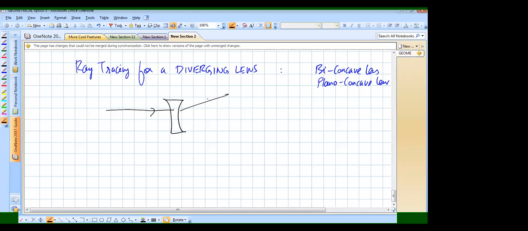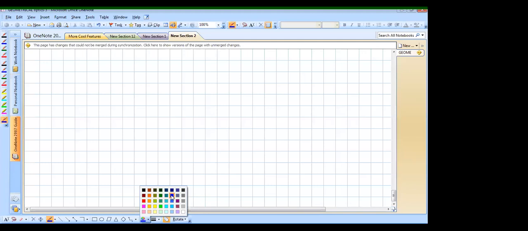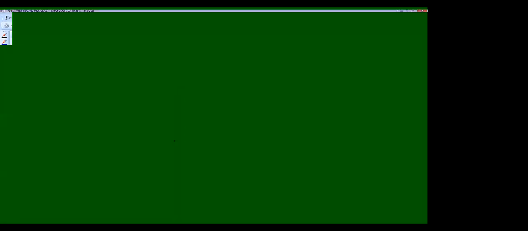The incident light parallel to the principal axis tends to diverge, such that when you produce them back, it passes through the focal point. So the ray tracing for this type of lens is typically going to be like this. Just a moment. So I'm going to reshare the screen.